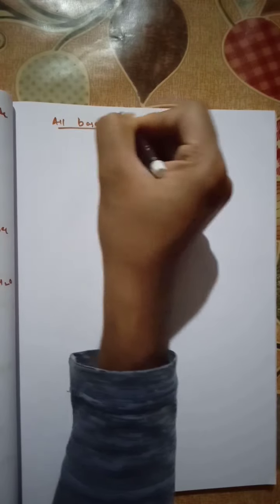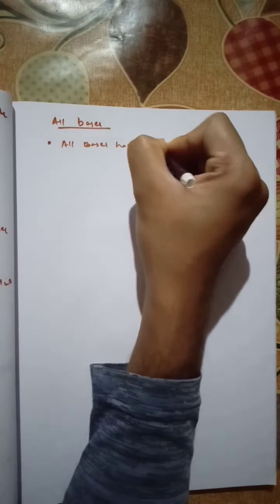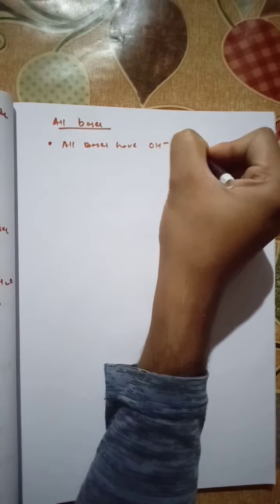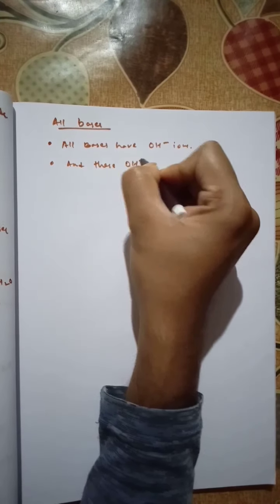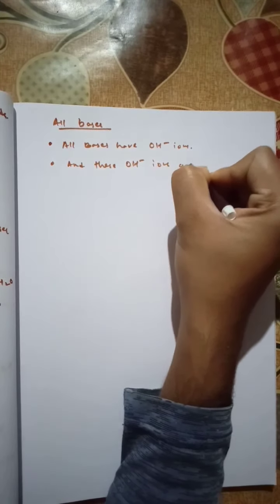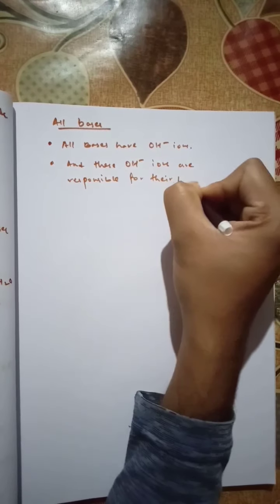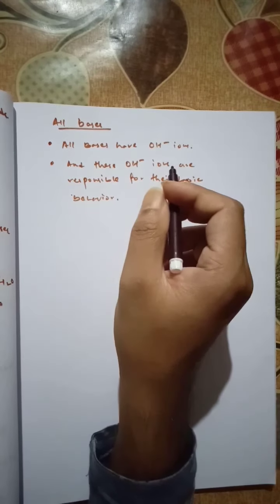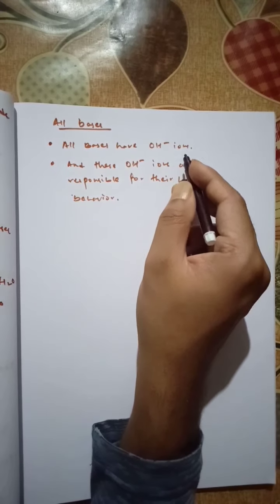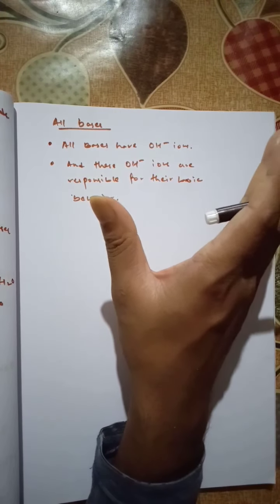Now next, for all bases. All bases have hydroxide negative ions, and these hydroxide negative ions are responsible for their basic behavior. So we come to know that all the bases have hydroxide negative ions, and these are responsible for all the basic nature of the bases.